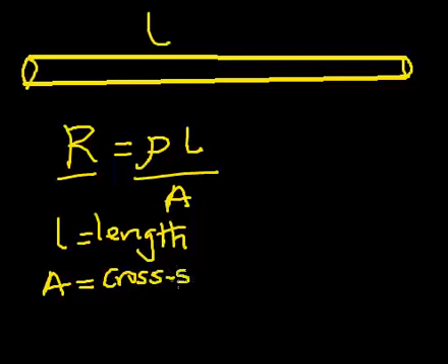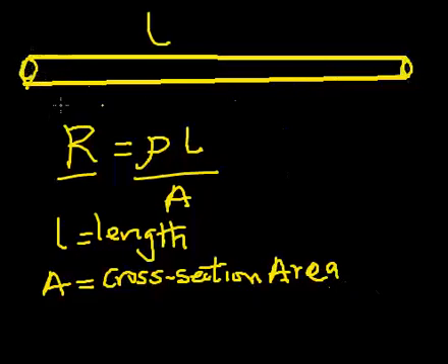Cross-section area, okay, of this conductor. What I mean by cross-section is just the area of this circle that this cylinder is actually made up of. And of course, the area of that circle is given as pi r squared, right? So let's say we are considering this cylindrical wire, okay? And of course, the area of a circle is pi r squared.